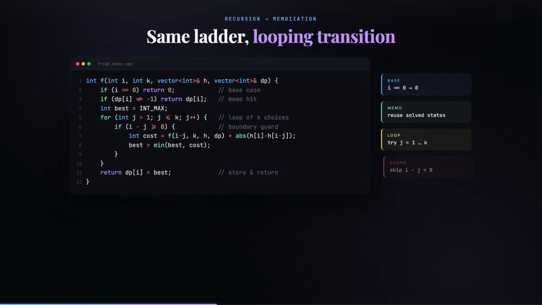The structure is the very same ladder we know, only the transition changes, it becomes a loop. If i is 0, return 0. If we've already solved this state, return the stored answer. Otherwise, loop j from 1 to k, guard against going below 0, compute each candidate cost, and keep the best. Finally, store and return it.